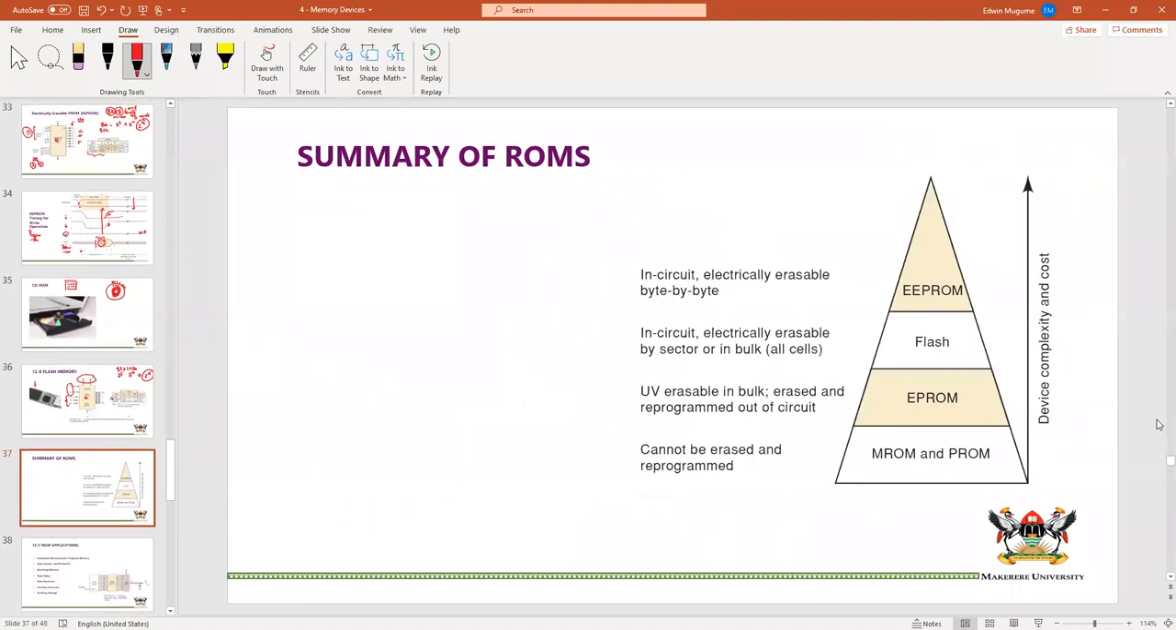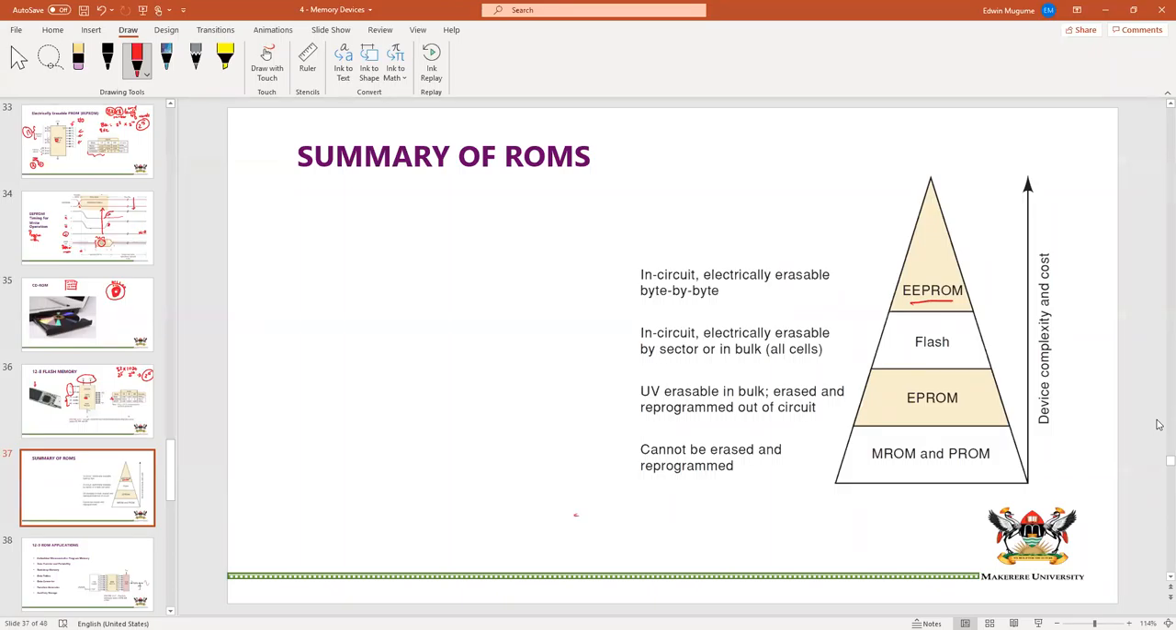If you look at this, this is device complexity and cost. So EEPROMs are costly, but this cost might now be cheaper. Maybe that book was written 8-10 years ago. I have edition 12, so maybe 8 years ago. So EEPROM used to be very expensive and very complex, because you have the electronic circuits that enable you to erase within the circuit. That's why it's physically large.